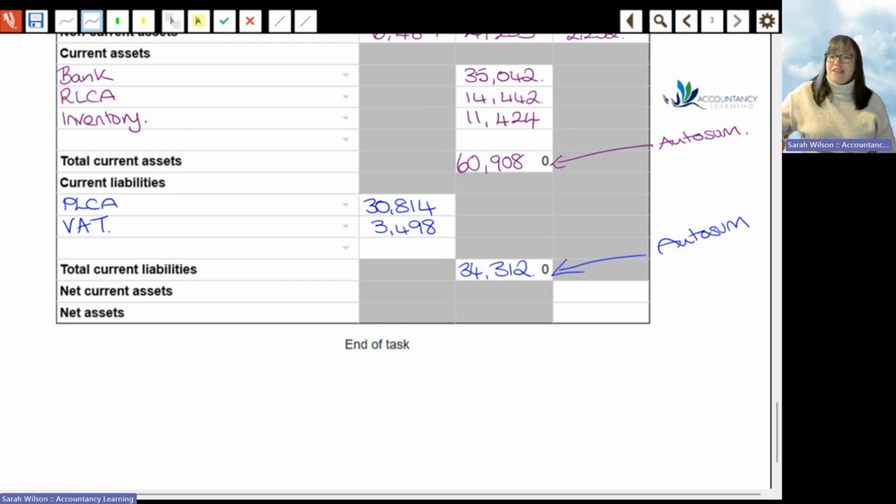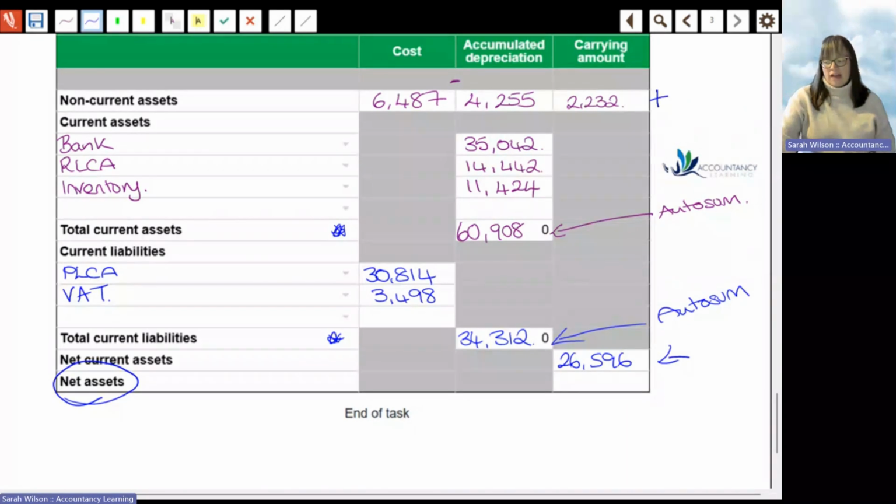So we now need to work out what our net current assets is. And for that, you're going to be using your total current assets less your total current liabilities. So 60,908 less 34,312 to get 26,596. Then your net assets is going to be your current assets, and you're going to add together with your non-current assets to get 28,828.